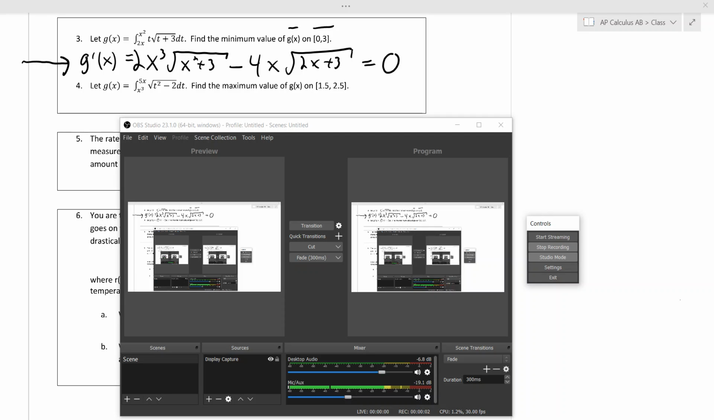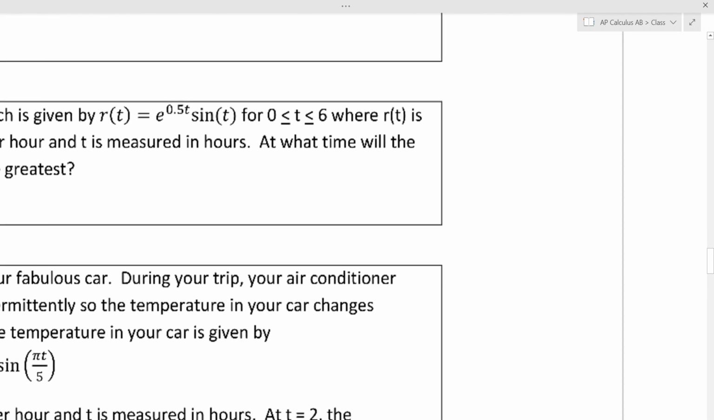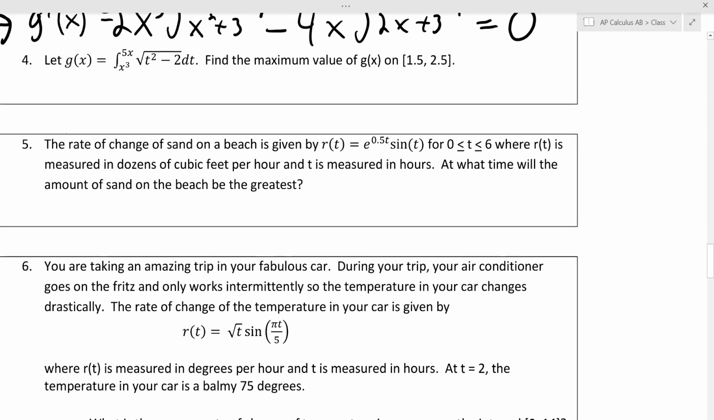Okay, we're going to keep working on this review here. So we'll start with number 5 in this video. And it says, note the language used here, the rate of change of sand on a beach. That denotes that we have a derivative, right? The rate of change of the amount of sand on a beach is given by R of t.